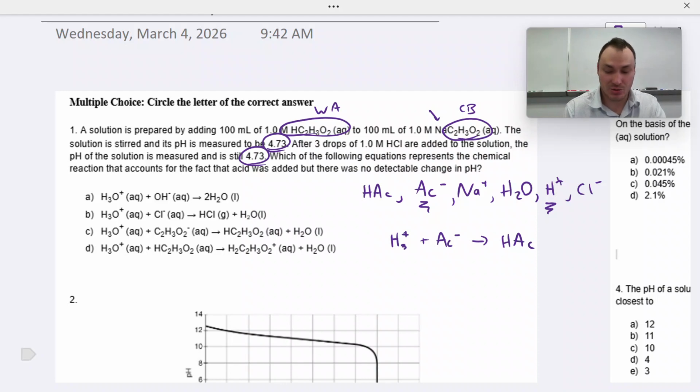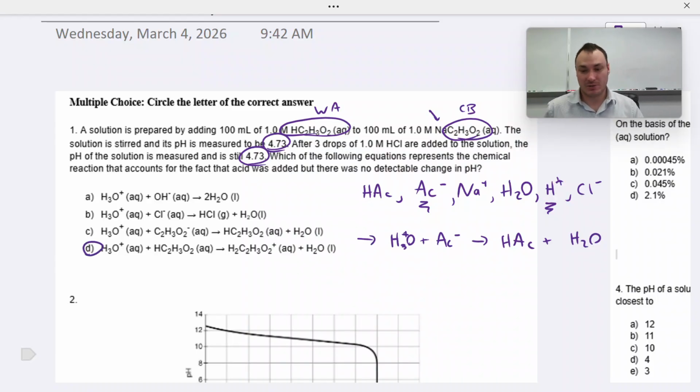Or we can say H3O plus plus acetate yields HAc plus H2O. This is the more accurate reaction to what's happening, which is D. D is the correct answer.